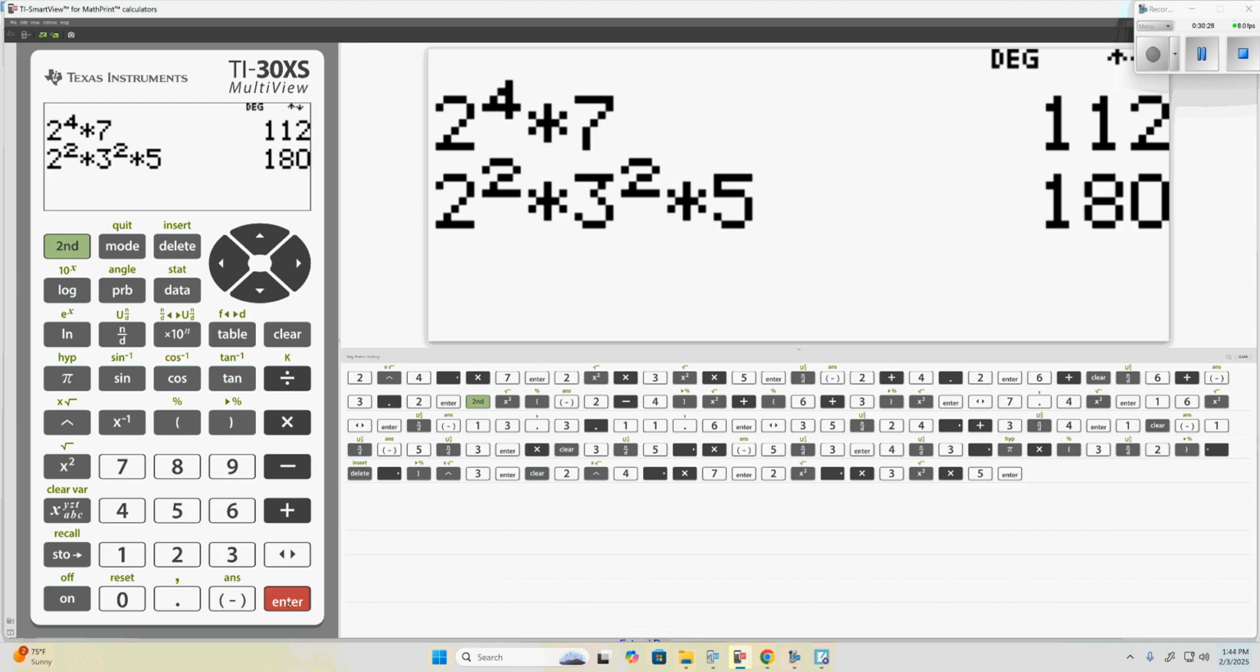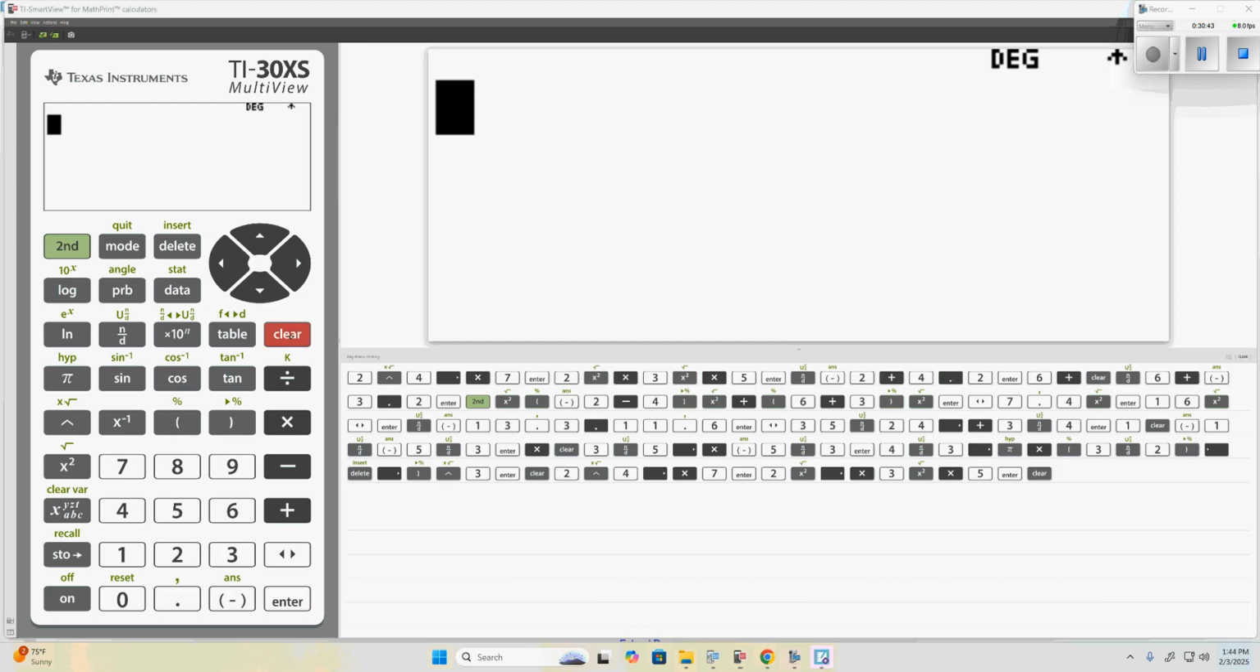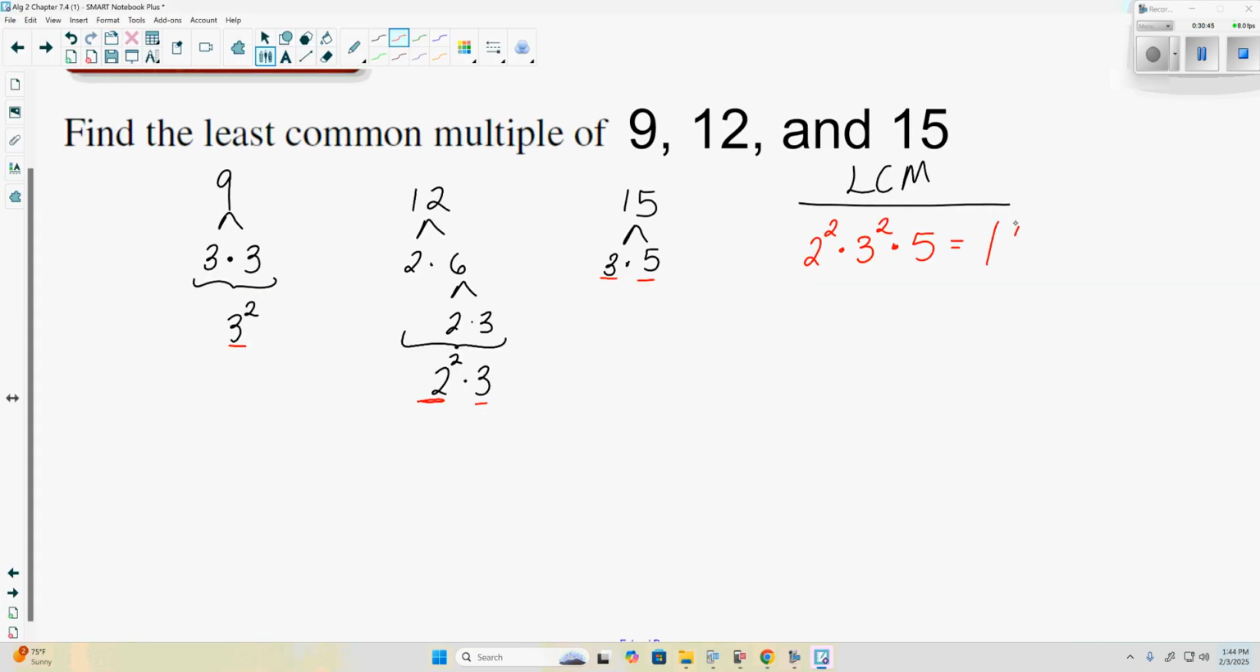Let's see what 2 squared times 3 squared times 5 is. So again, whichever way you find easier, that you understand better, do it, because both of them will get you to the same answer. Look it up, put it in, and we'll get that there. I can't read it. 144.